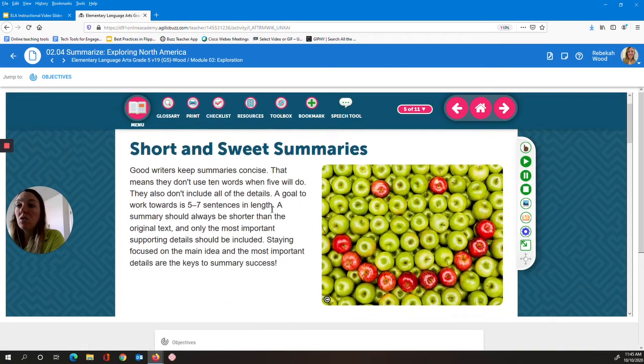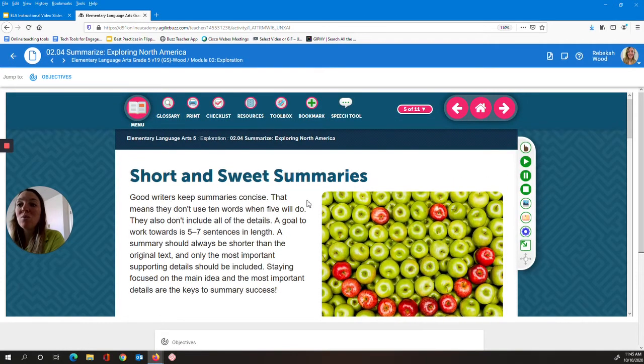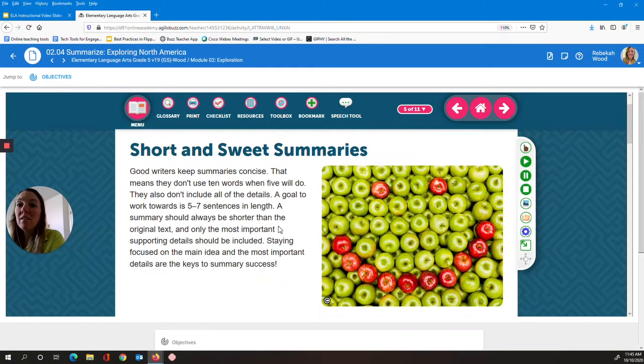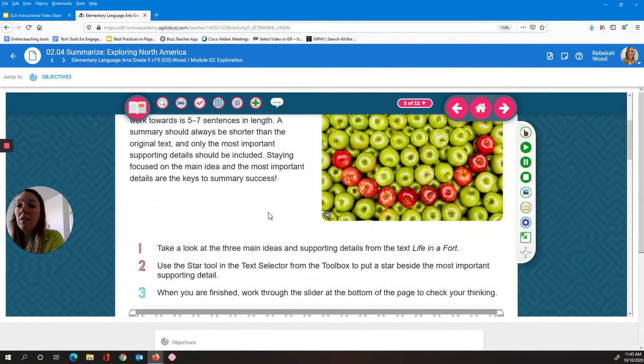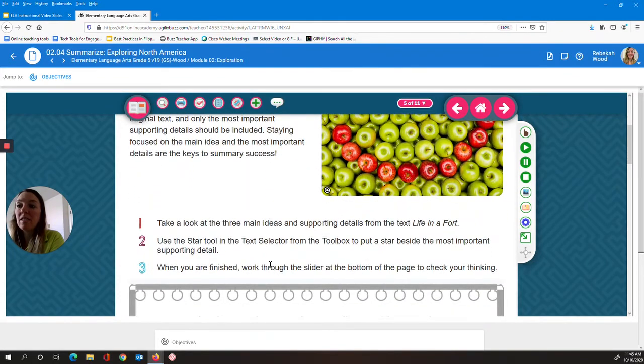So make sure you look at that carefully. Short and sweet summary. So keep your summary short. It only really needs to be 5 to 7 sentences in length. So this week it's a pretty short summary of our text. And then here are some important details.